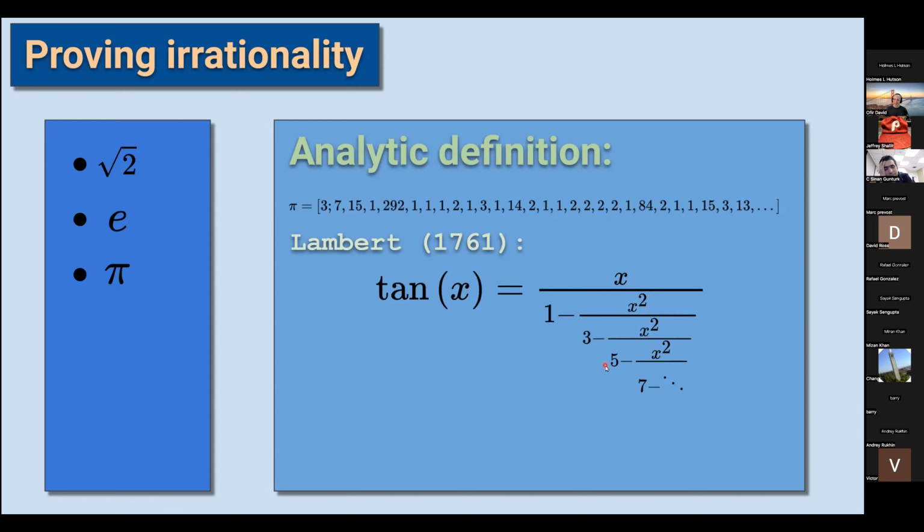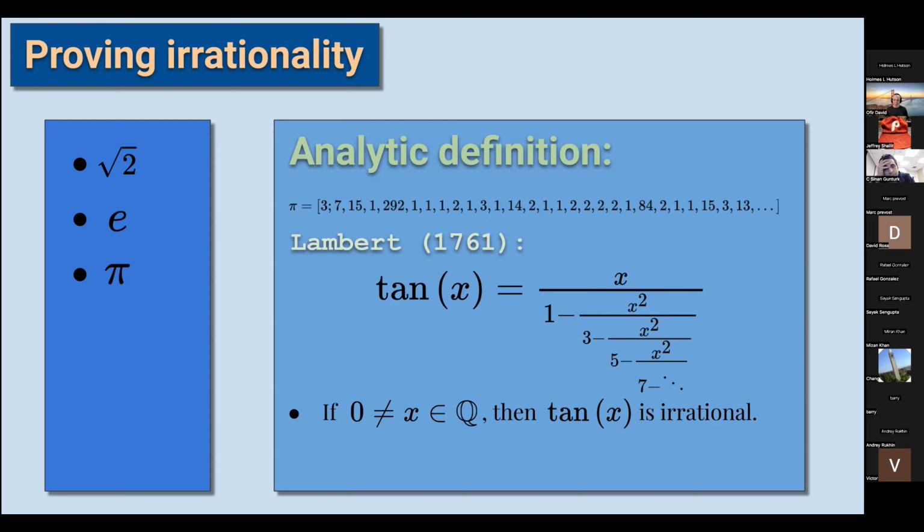So this is a very nice expression that we can try to use and prove some stuff. This is the first claim. And then Lambert shows that if you give me a non-zero rational number, then using this expression, you can show that tangent of x is irrational. Okay, so this is his second claim.